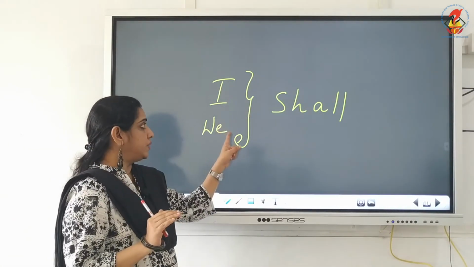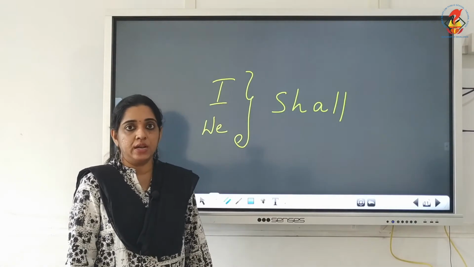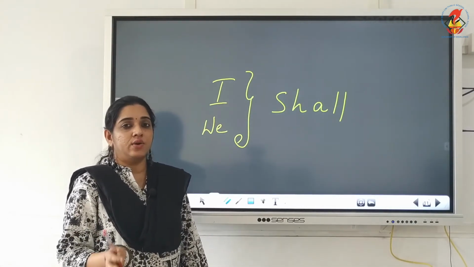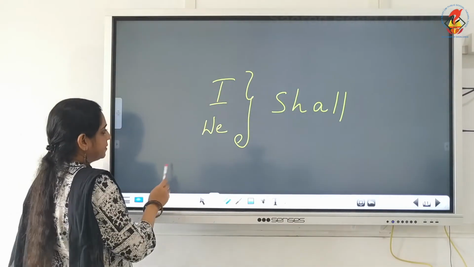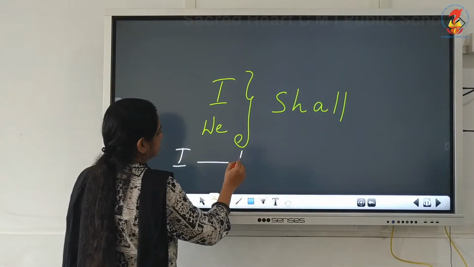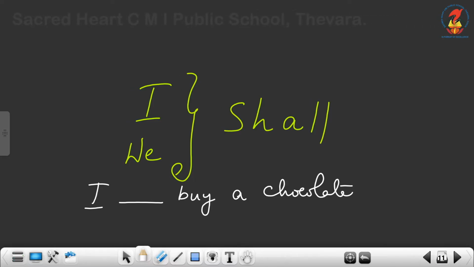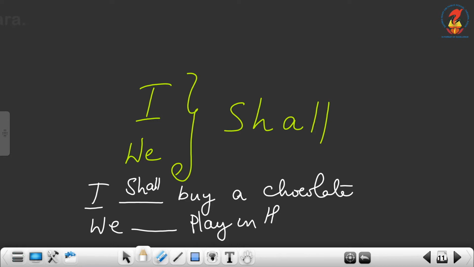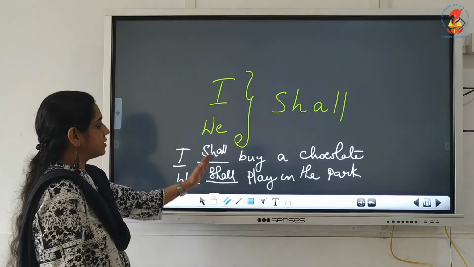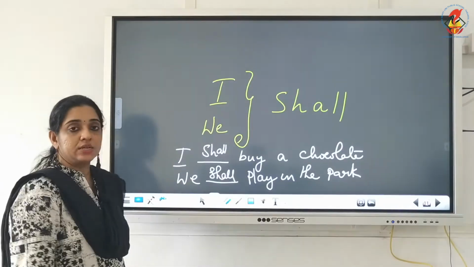Okay, for I and we, you can use shall or will, but for all other things, you have to use will. For example, I dash buy a chocolate. What is here? Shall. Then we dash play in the park. We shall. Okay, shall is more suitable with the pronouns I and we.